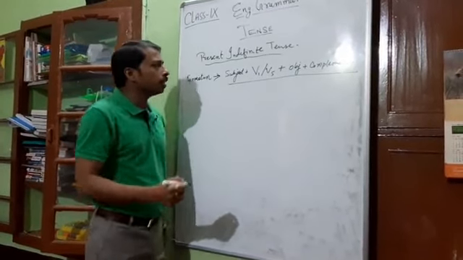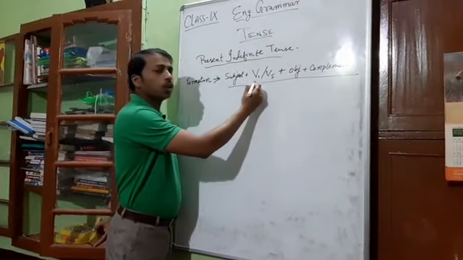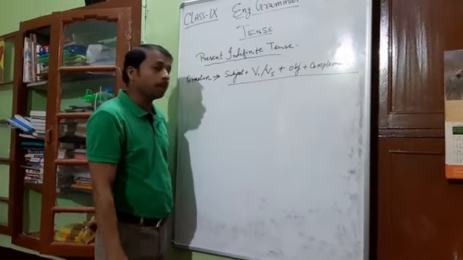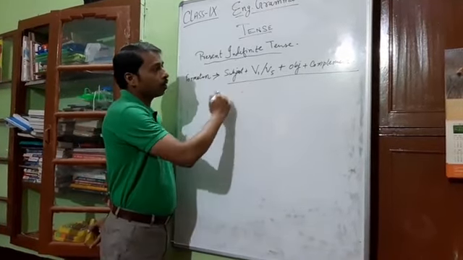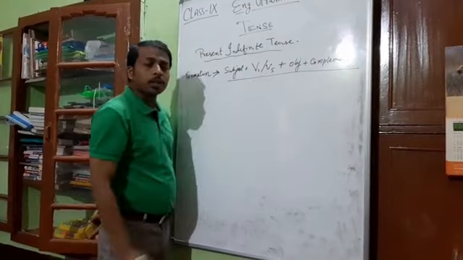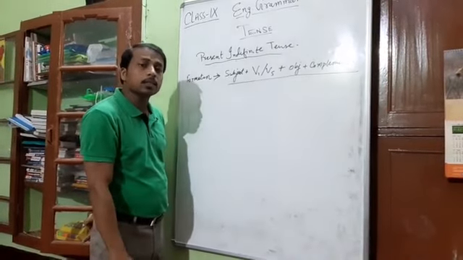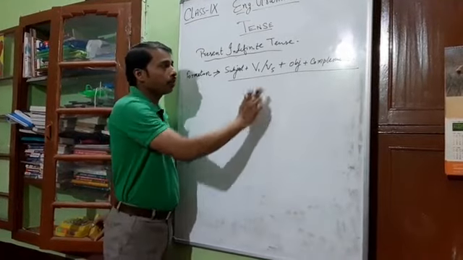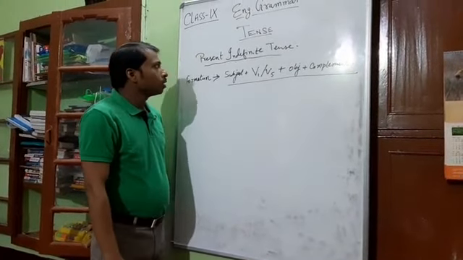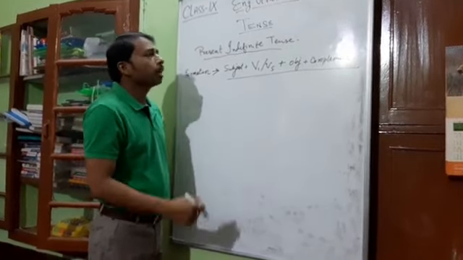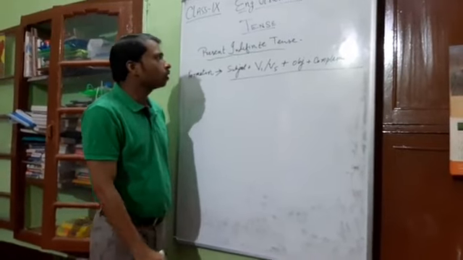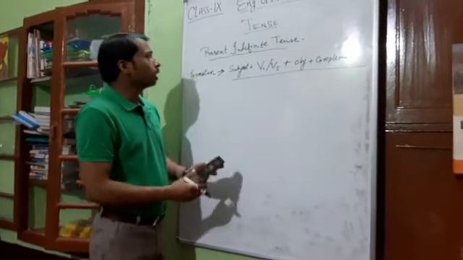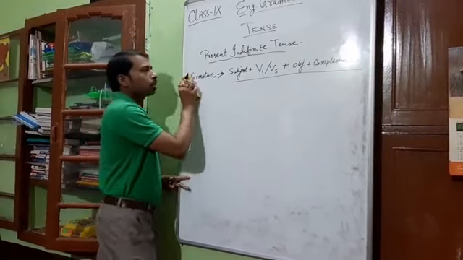Again, let me make it clear. V1 means the root form of the verb, that is the main form of the verb or the base form. And V5 is the derived form, that is when we add s or es with the base form we get V5. So that was about present indefinite tense. Hope you understood. Now moving on to the next, that is present continuous tense.